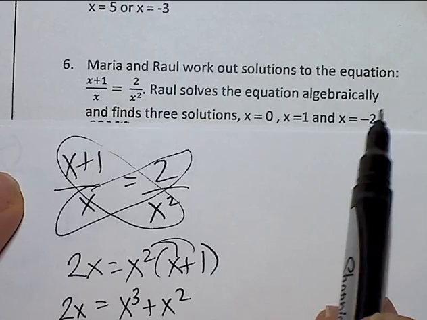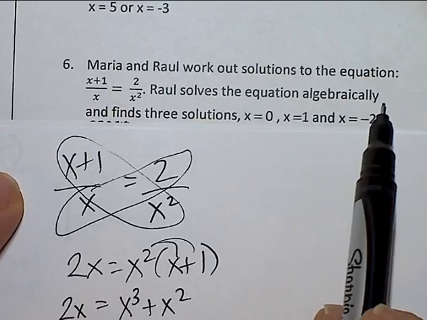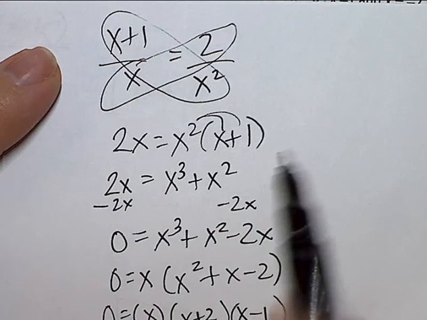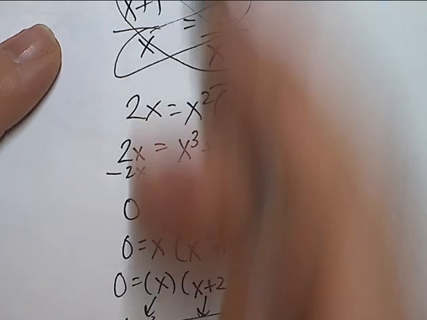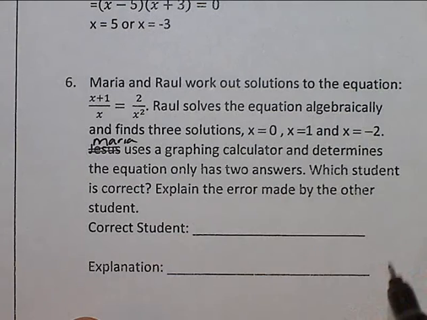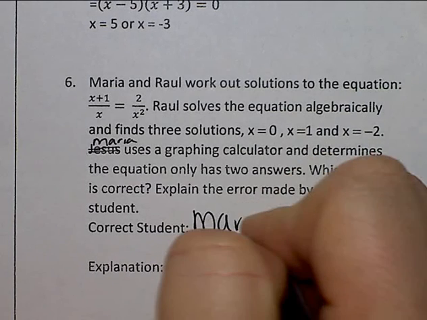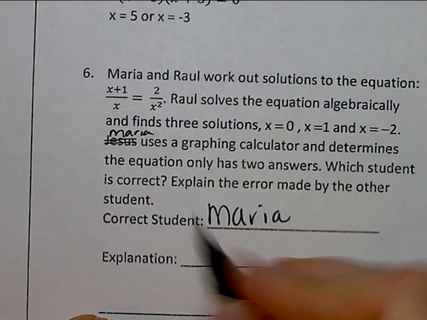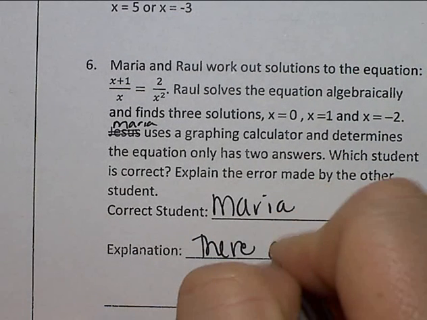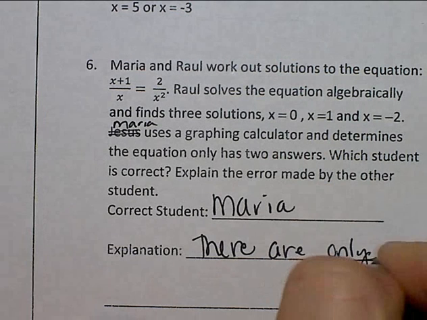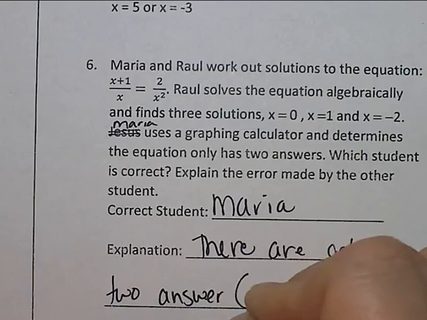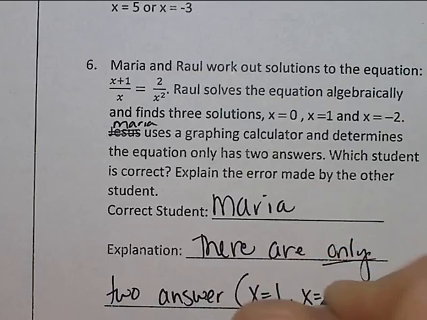What did Raul forget to do? Check for extraneous solutions. Is Maria correct? Are there only 2 answers? So for number 6, not only do you have to solve to see what the answers are, you have to go back and say who was correct. Maria was correct. And then your explanation is there are only 2 answers. And I'm going to write them down specifically, x equals 1 and x equals negative 2.